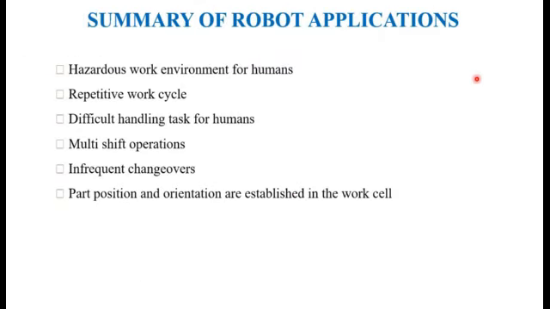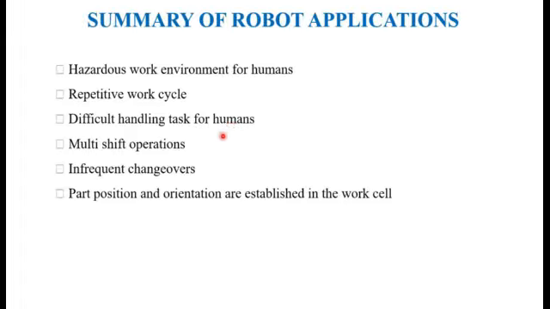Now, a summary of these applications of robots. Whenever there is a hazardous work environment for humans, robots are basically used. Then whenever there is a repetitive work cycle, programmed robots are used to perform the repetitive work, so the efficiency will be increased. Then again, for difficult handling tasks for humans, the tasks which are difficult for humans to handle, robots are used.